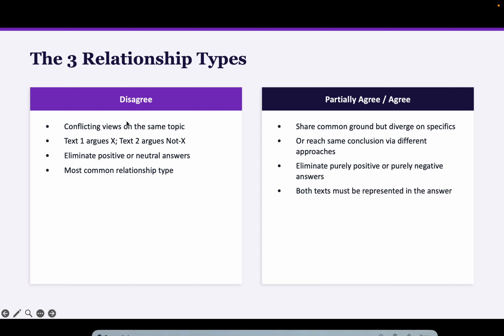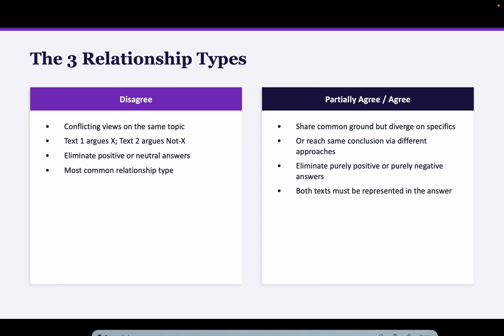The three relationship types. One is disagree. That's where they have almost completely conflicting views. Text one argues X, and text two argues not X. And in this case, you want to eliminate any positive or neutral answers. So if they say, okay, they both agree on this, then no, go ahead and cross that out.